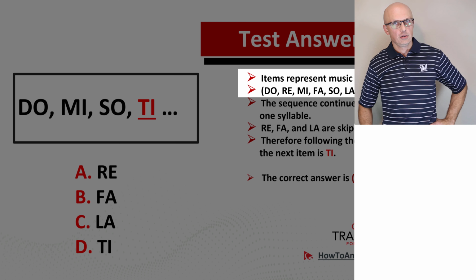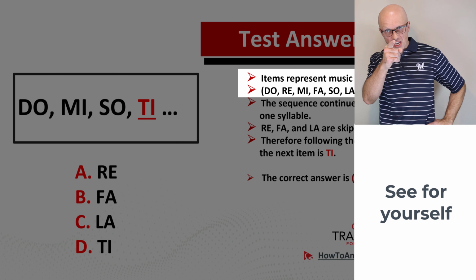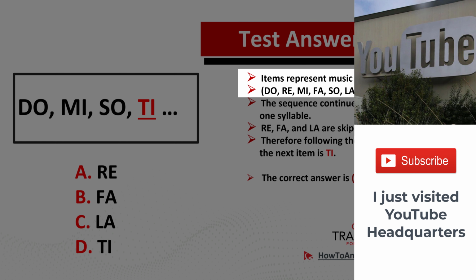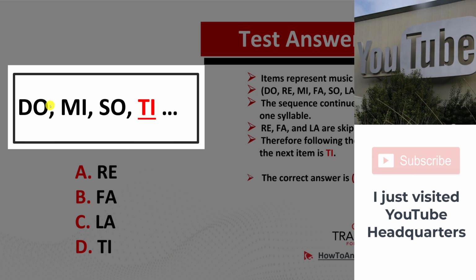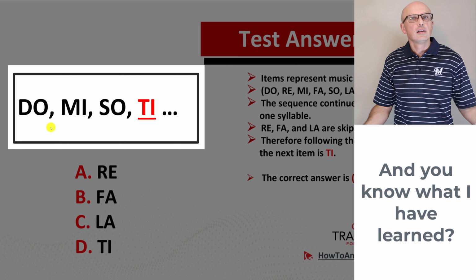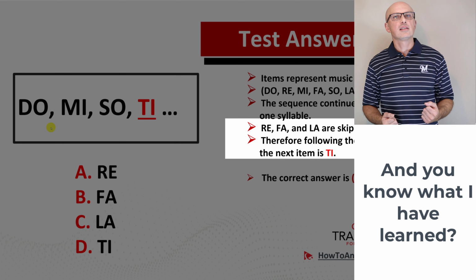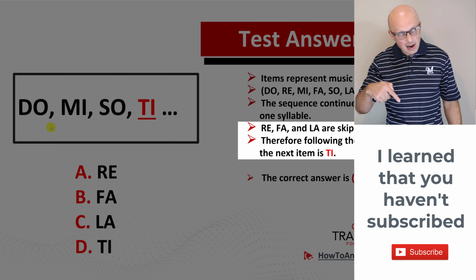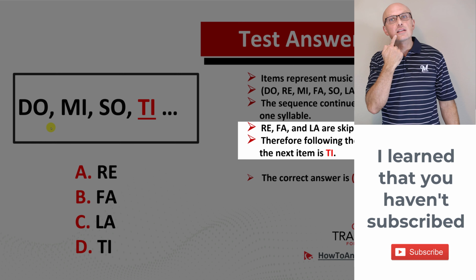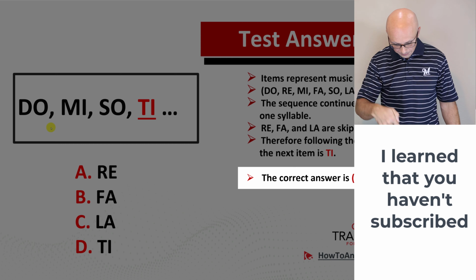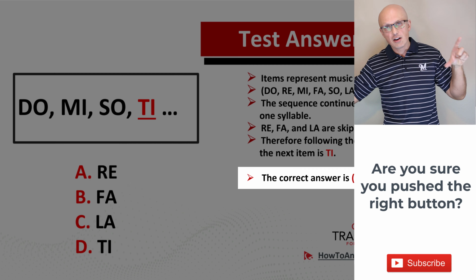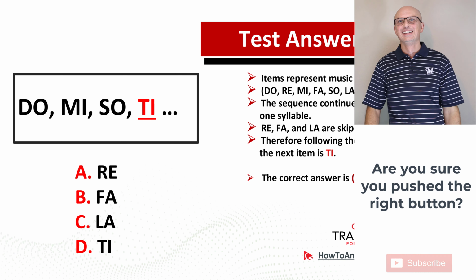As you might have figured out, the items represent music sequence. And the music sequence is Do, Re, Mi, Fa, Sol, La, Ti, Do. If we look at the sequence, we notice that some of the items might be missing. And you see that the Re, Fa, and La are skipped. So the next item in the sequence will be Ti. So the correct answer here is choice D, Ti. Hopefully you've nailed this question and now know how to answer these types of questions in the test.